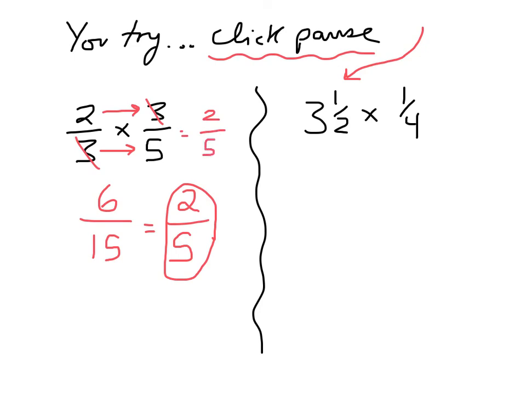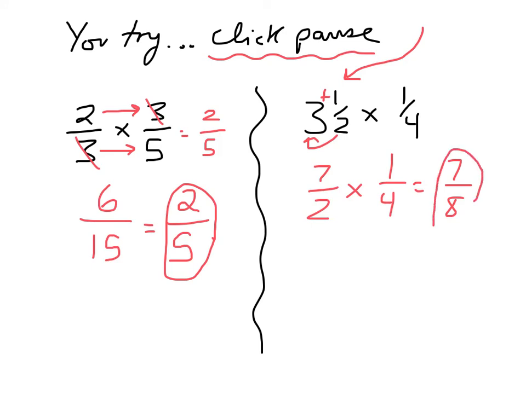Let's try the other one. 3 1/2 rewritten as an improper fraction: 3 times 2 is 6, plus 1 is 7. It's 7/2 times 1/4. If I multiply across, I get 7/8. 7/8 cannot be reduced. It's in simplest terms. So it is 7/8.